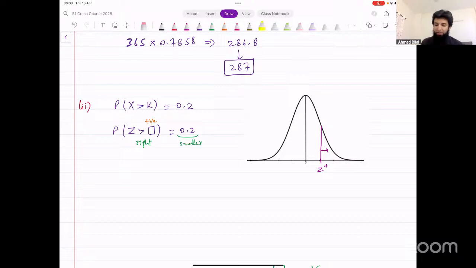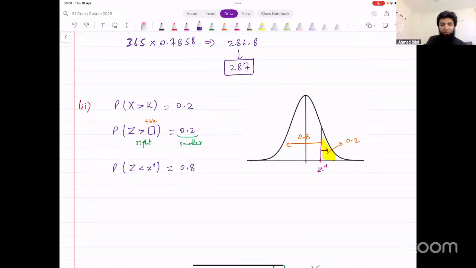And we know that this area here is 0.2. Is that the standard form, z greater than something? It's not the standard form. We can say if the area to the right of that value is 0.2, what about the area to the left of that value? That would be 0.8. So this implies that z less than the positive value of z is actually 0.8.